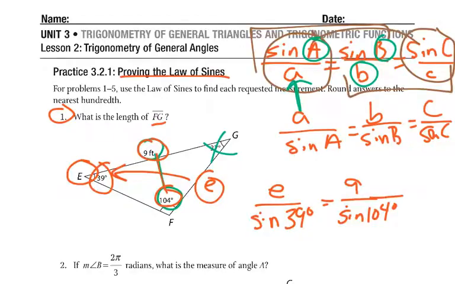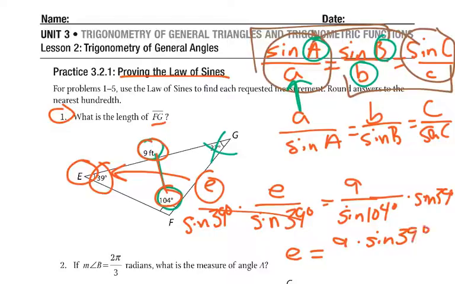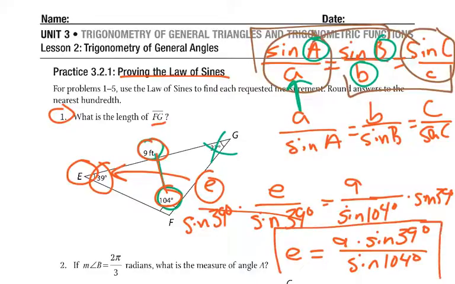Okay? Then what we end up doing is we multiply by the sine of 39 degrees on both sides. Those cancel, leaving us with E equals 9 times the sine of 39 degrees over the sine of 104 degrees. We type that into our calculator, and that'll tell us what side E is. And when we type that in, we get E equals 5.837. It said round to the nearest hundredth, so that becomes a 4 instead of a 3.